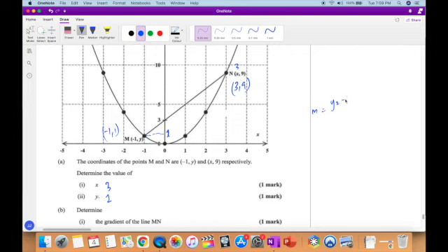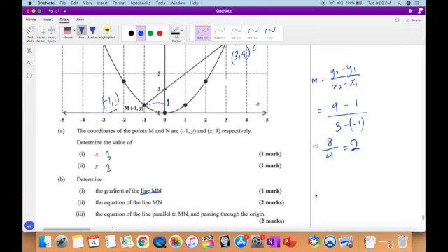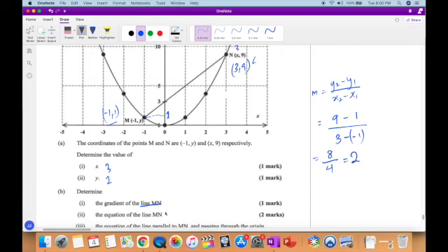That is y2 minus y1 all over x2 minus x1. So the gradient of a line is this. Let's call these the 2s and these are the 1s. So y2, which is 9, minus y1, which is 1, all over x2, which is 3, minus x1, which is negative 1. So that gives me 9 minus 1 is 8, all over 4, gradient is 2. So the gradient of the line is 2, and now we want the equation of the line.